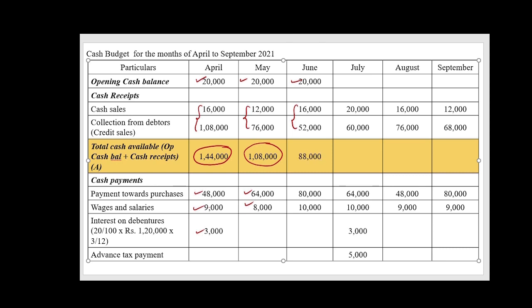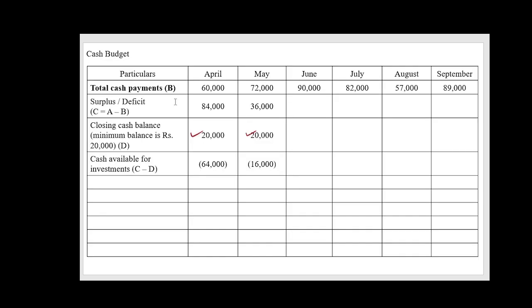From this 88,000, find out how much has to be paid. 90,000 has to be paid. 88,000 is the cash available. 90,000 is the payment. That means to say the business has a deficit of 2,000 rupees. It is falling short of 2,000 rupees. But how much is the balance it has to maintain? 20,000 is the balance it has to maintain.